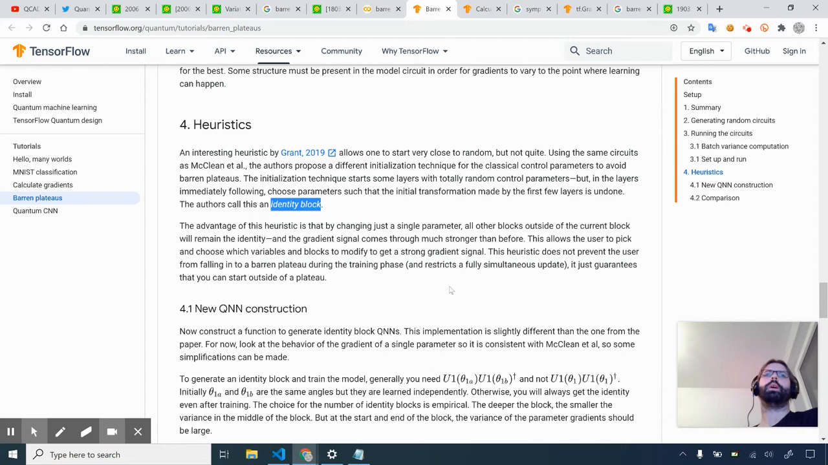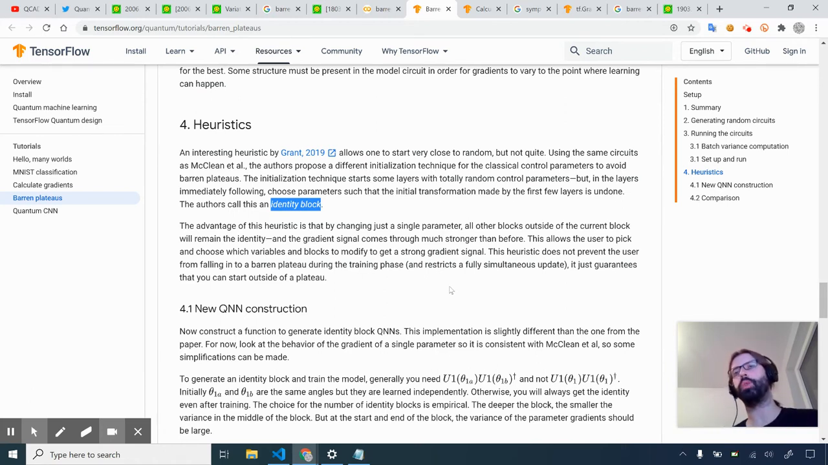So what's the point? They propose a different initialization technique for the classical control parameters to avoid Barren plateaus. The initialization technique starts some layers with totally random control parameters, but in the layers immediately following, chooses parameters such that the initial transformation made by the first few layers is undone. The advantage of this heuristic is that by changing just a single parameter, all other blocks outside of the current block will remain the identity, and the gradient signal comes through much stronger than before. This allows you to pick and choose which variables and blocks to modify.